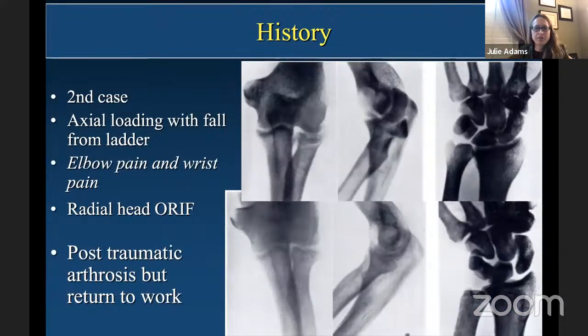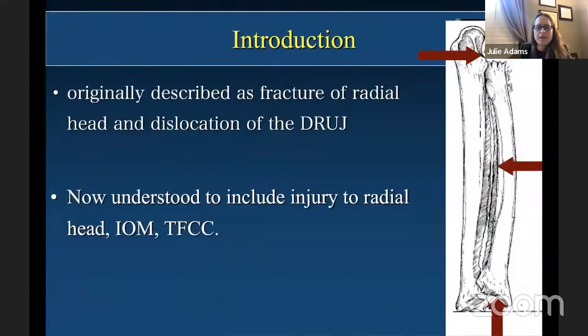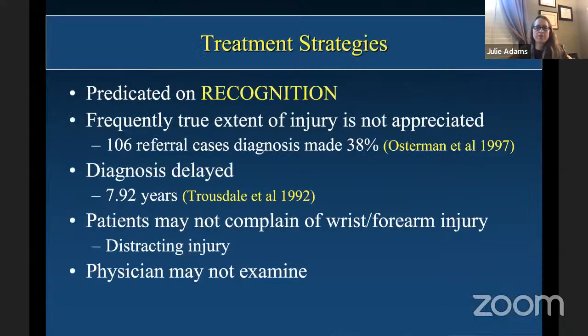The second case, a gentleman falls from a ladder, wrist and elbow pain, radial head was fixed with suture, and he developed some post-traumatic arthritis and then was still able to return to work. So again, we now understand that in addition to the wrist and elbow injuries, there's a forearm injury. And the treatment strategies are predicated on recognition. Lee Osterman, who probably has the biggest world experience with Essex-Lopresti injuries, found that out of 106 referral cases, the diagnosis was made in just over a third.